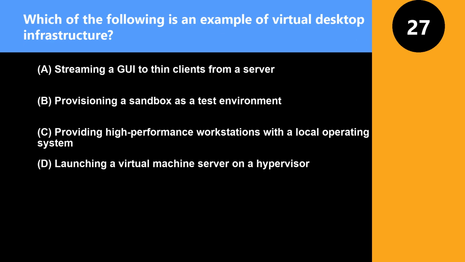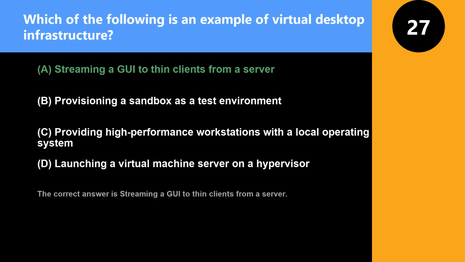Question 27. Which of the following is an example of virtual desktop infrastructure? Option A, streaming a GUI to thin clients from a server. Option B, provisioning a sandbox as a test environment. Option C, providing high-performance workstations with a local operating system. Option D, launching a virtual machine server on a hypervisor. The correct answer is option A, streaming a GUI to thin clients from a server.